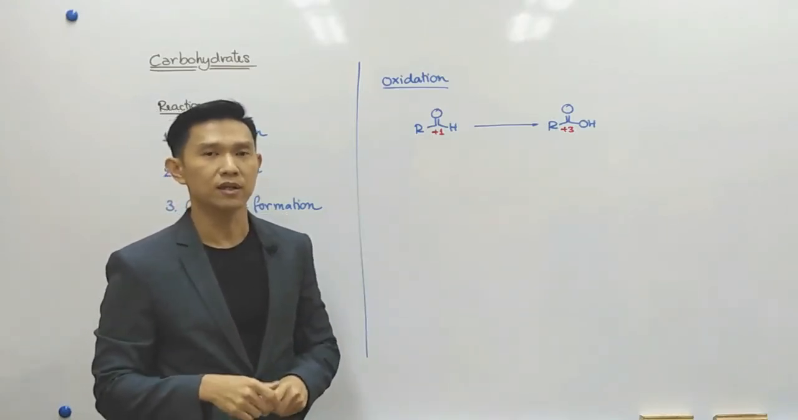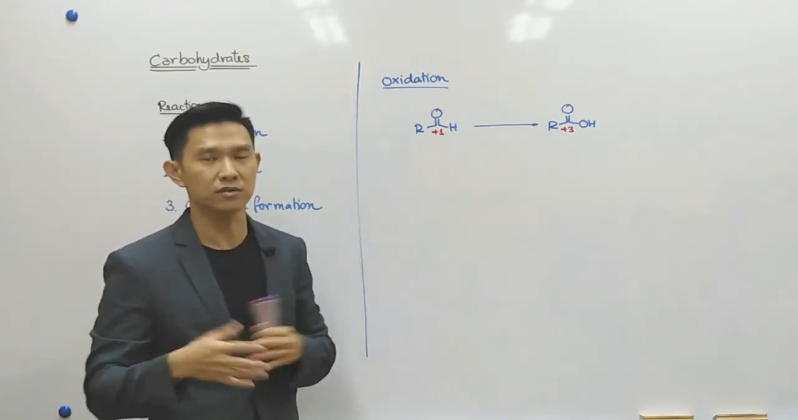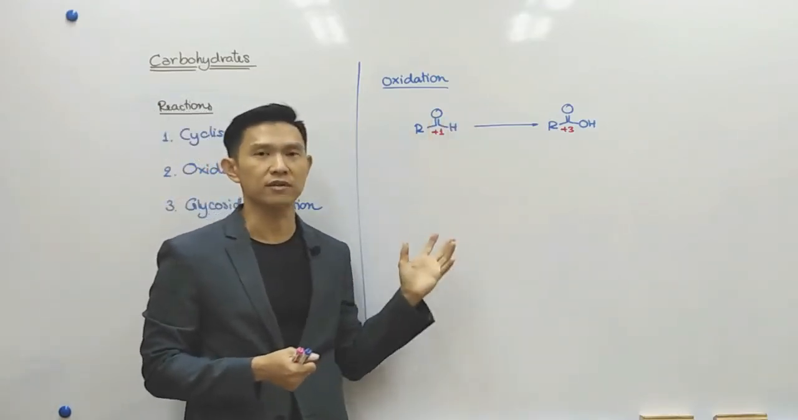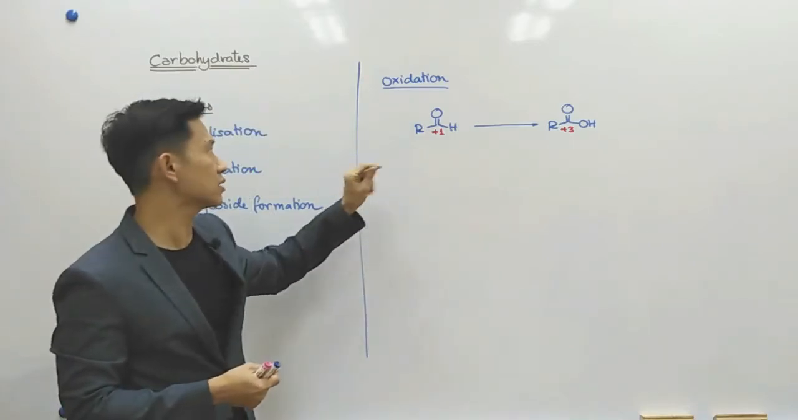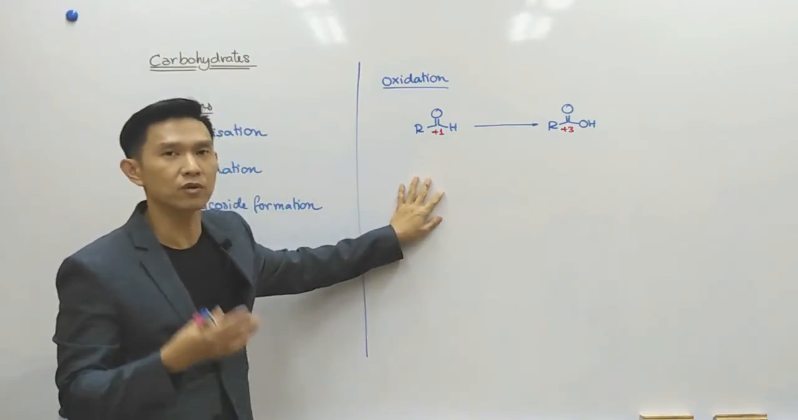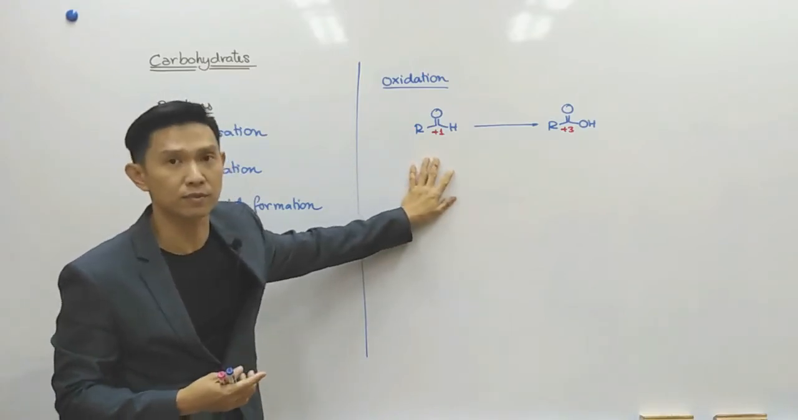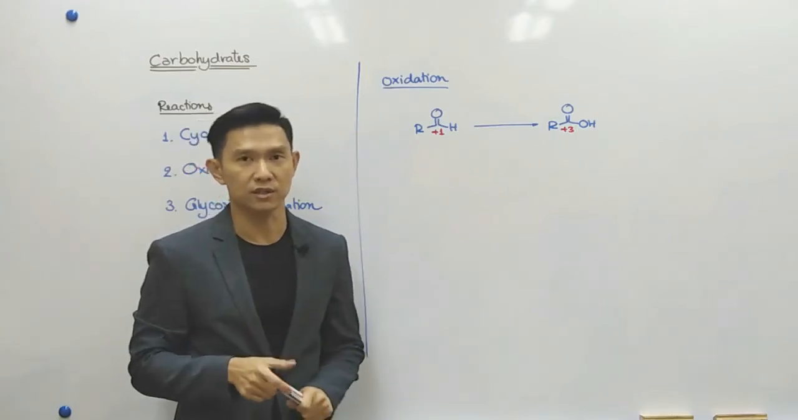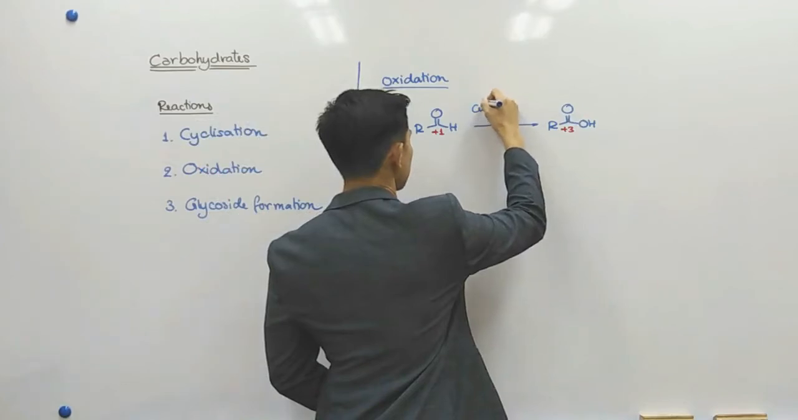But if you want to selectively oxidize this aldehyde without reaction with the alcohol, because your monosaccharides contain not only aldehyde, you also have several hydroxy groups in the molecules. So if you don't want to mess up everything, you have to selectively oxidize only the aldehyde group. So you have to use a very weak oxidizing agent. And the oxidizing agent in this reaction that I want to show is copper-2.